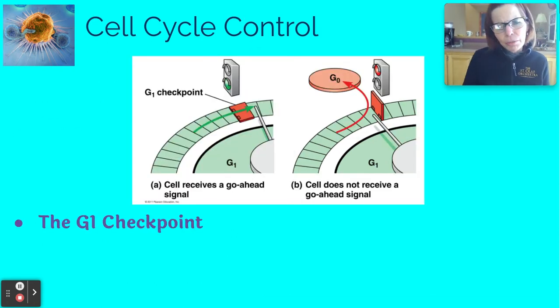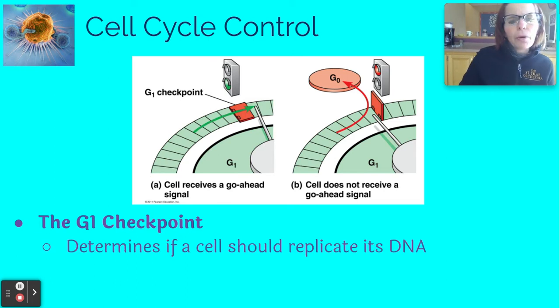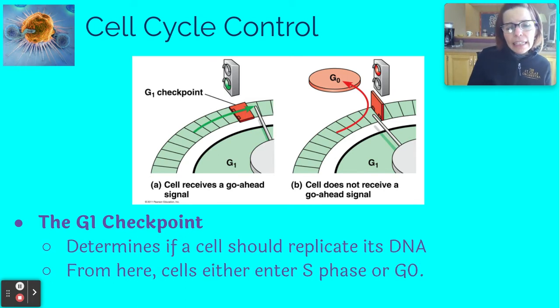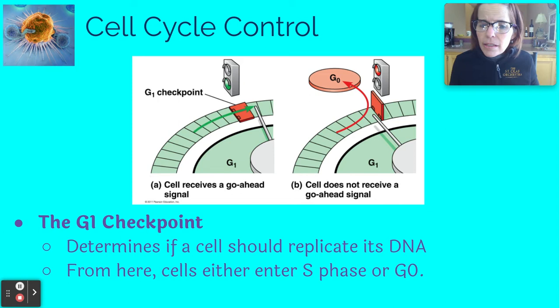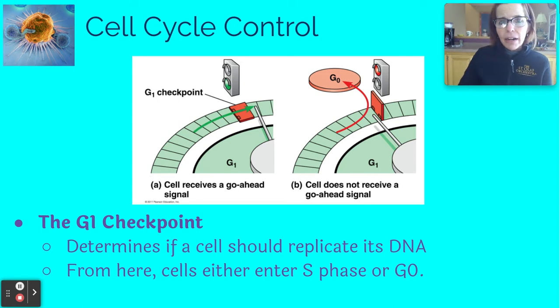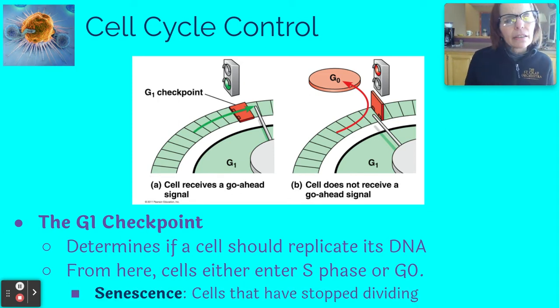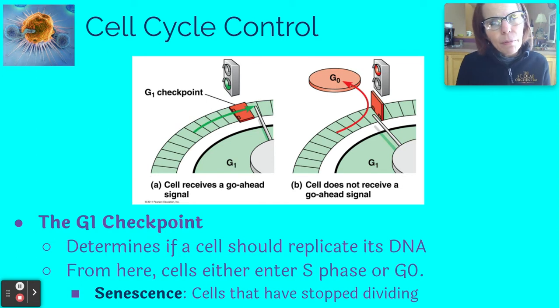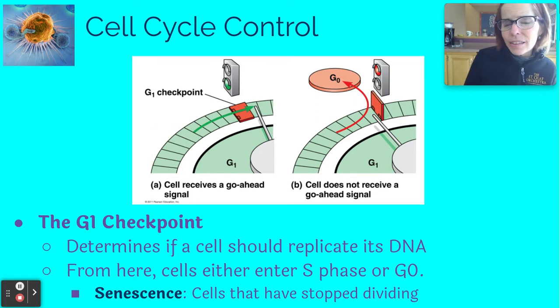So here's an example. At the G1 checkpoint, it determines if a cell should replicate its DNA. And from here, the cells either enter the S phase or they go on to G naught. And I'll talk a little bit more about the G1 checkpoint in just a second. Remember that the word senescence, we mentioned that in the mitosis notes, just refers to cells that have stopped dividing. And that's often they've stopped dividing because they're old. So think of the word senile. It's the same root word. And so just think old cells are going to stop dividing.